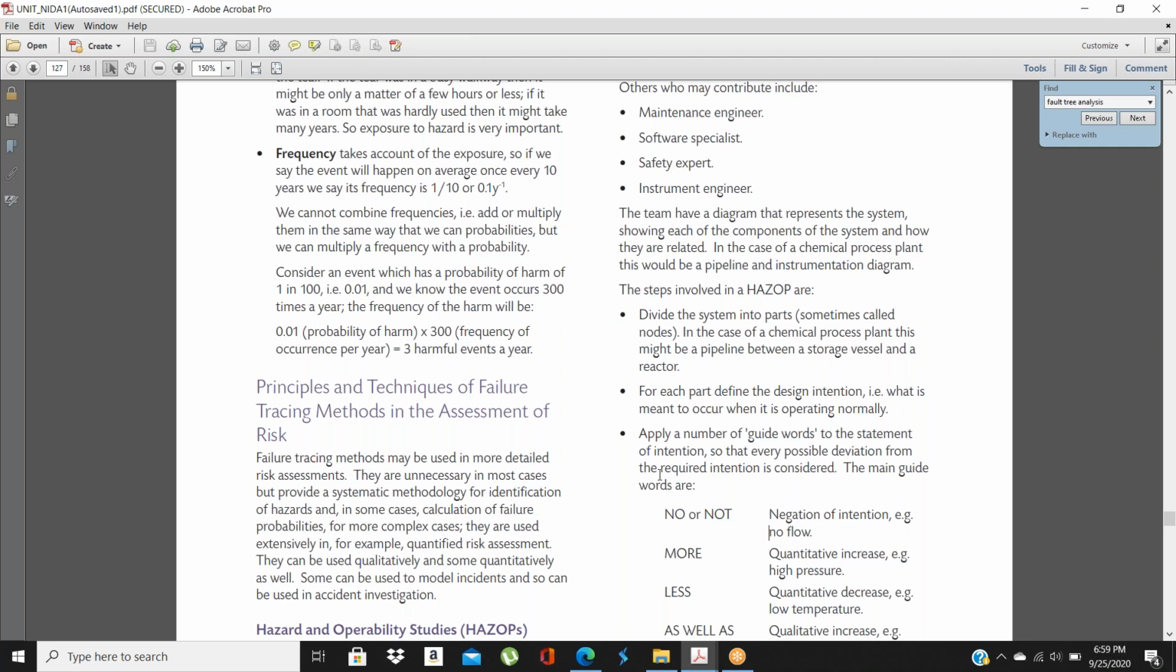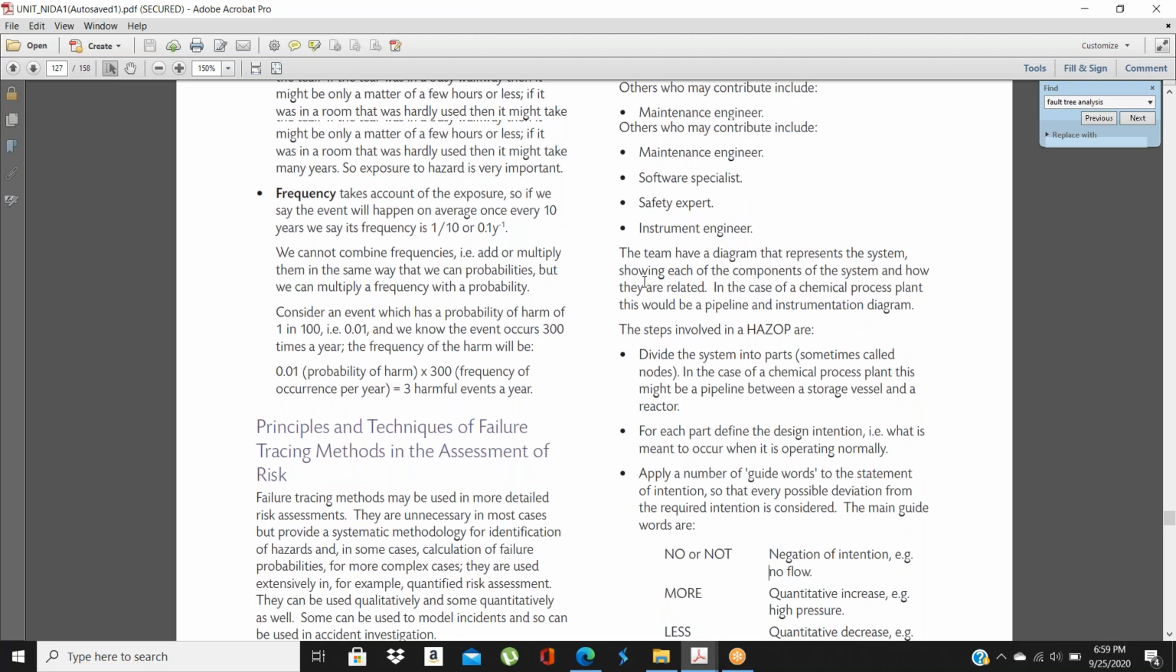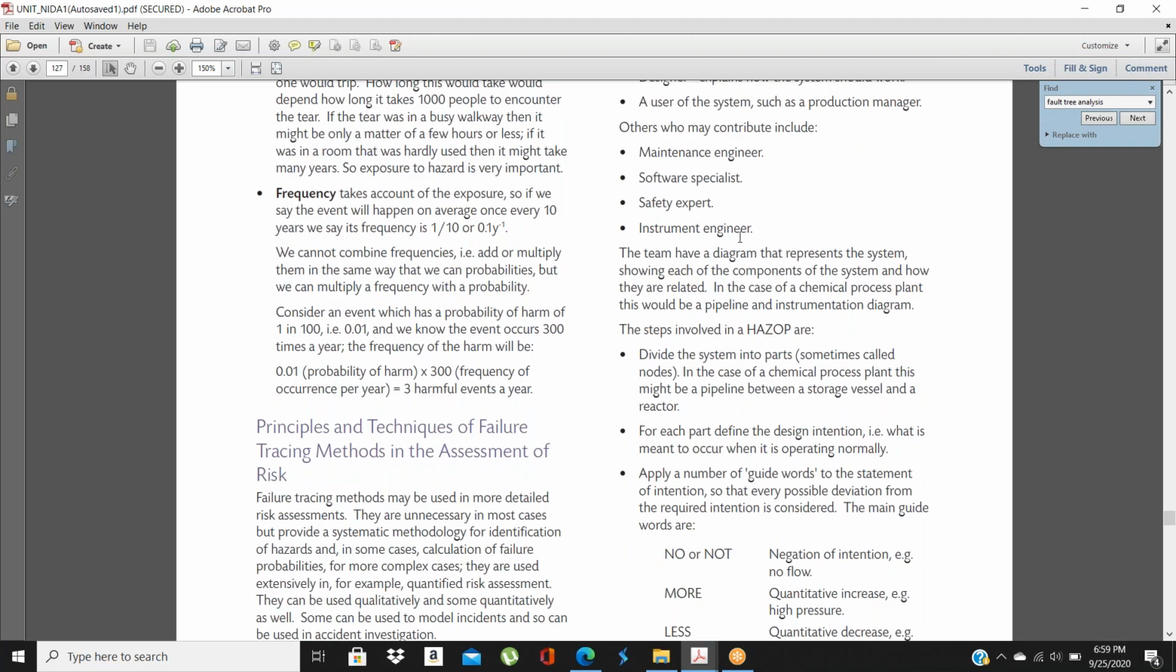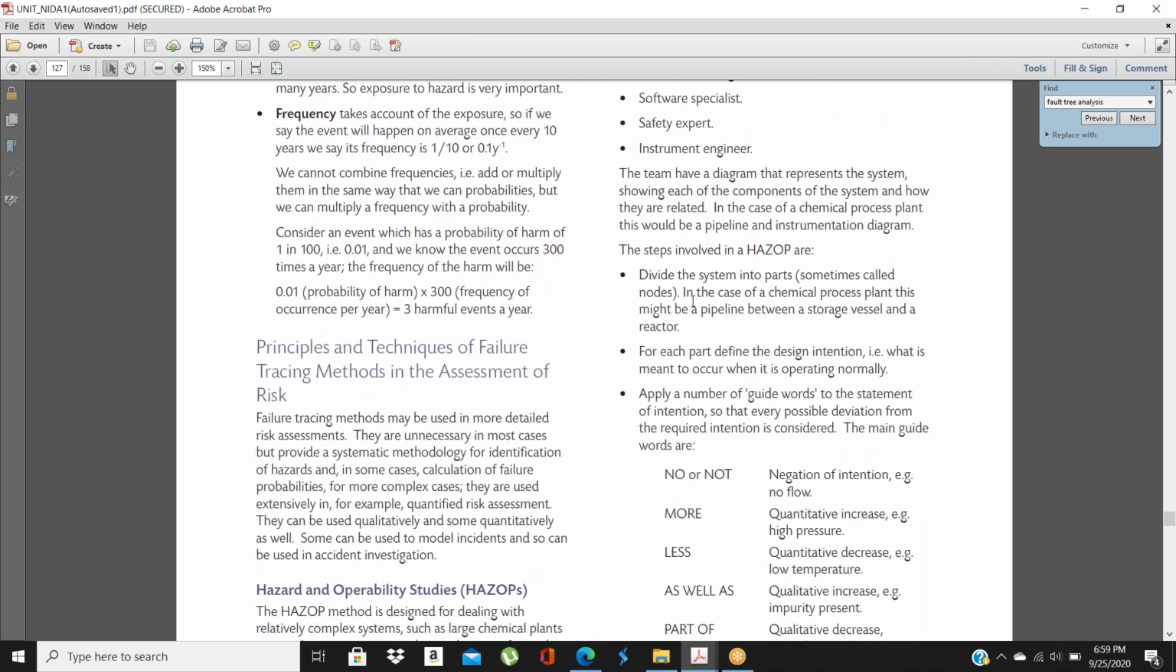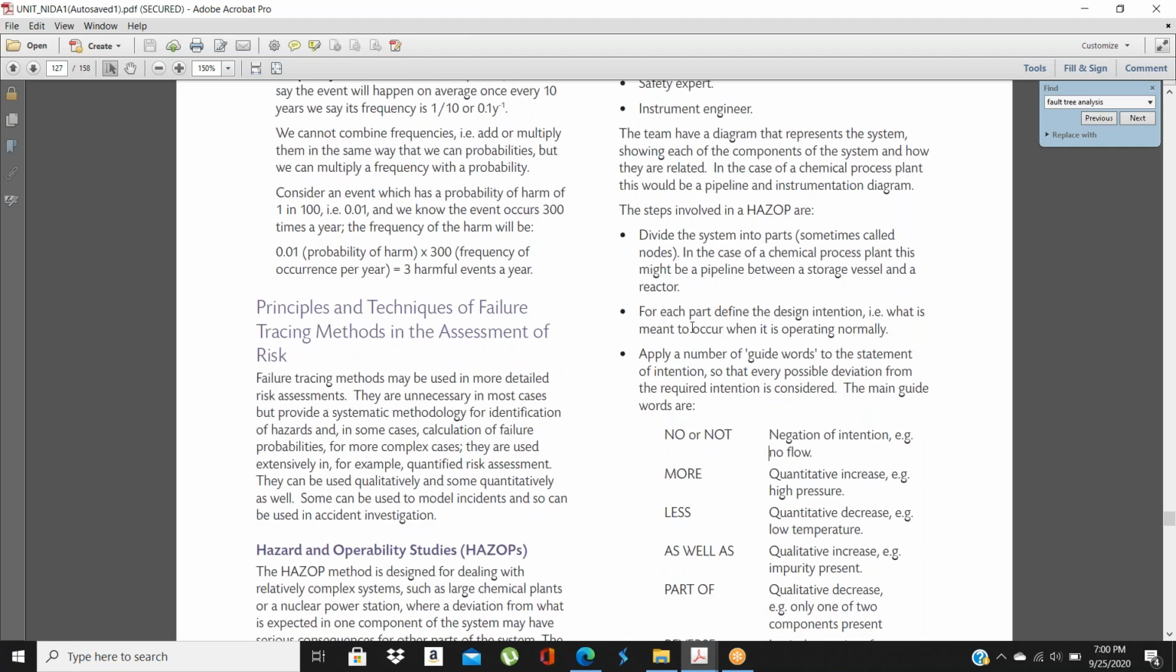After that, once you prepare the team, including a recorder, a designer, every person, and the study leader, and they sit for the hazard study, then we will divide the system. We will select one system for which we are doing the hazard study. We will divide that system into different parts, which are called nodes. After that we will identify the hazards with each node, and then we will provide the control.